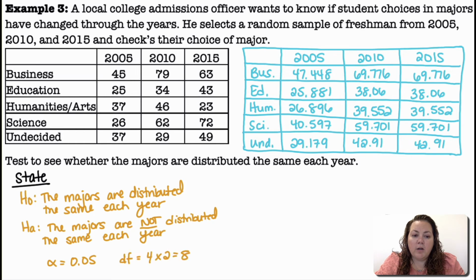Our alpha value is 0.05. My degrees of freedom is the row total minus 1, so I had 5, so it's going to be 4. I had 3 columns, so 2, because it's 3 minus 1. So I have a degrees of freedom of 8. Plan, I'm going to check.